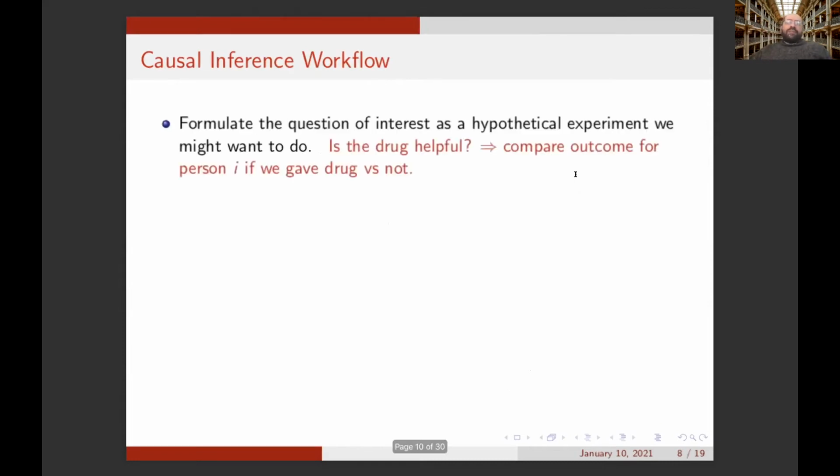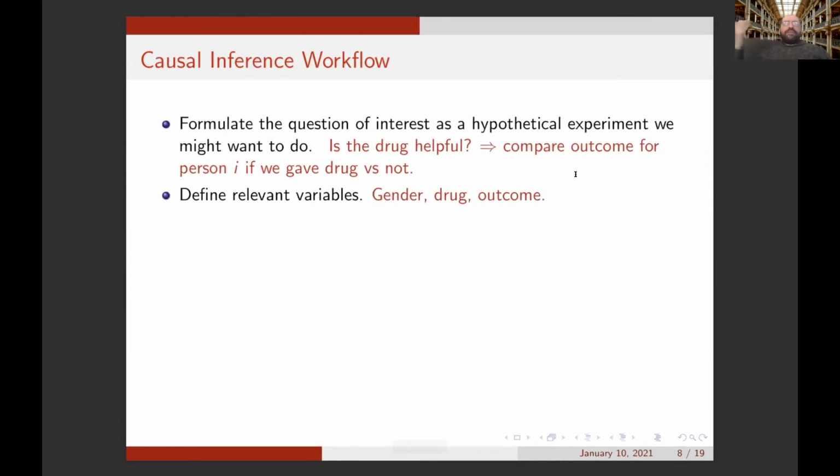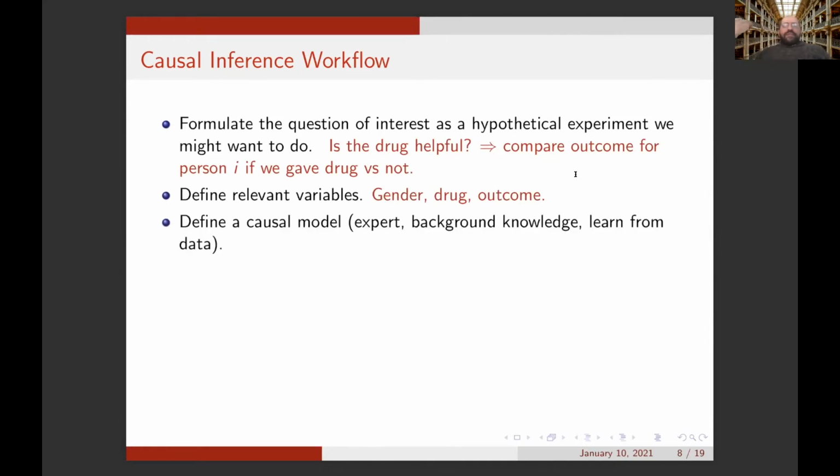And so the way causal inference works is you try to formulate a question of interest as a hypothetical experiment we might want to do. For example, in this drug example, is the drug helpful? Compare the outcome for person i if we gave the drug versus not. And then we'll define relevant variables. So in that Simpson's paradox example, the relevant variables are biological sex, or gender, I guess, is imprecise, the drug, and the outcome. We can define a causal model, which says which variables influence each other.